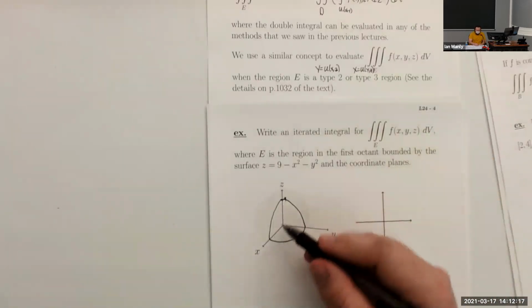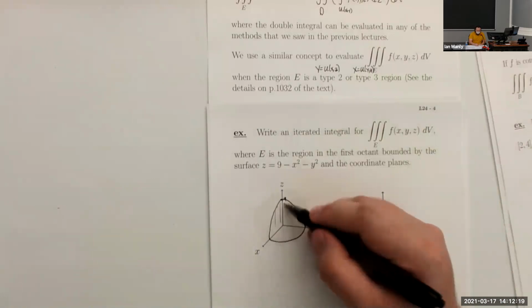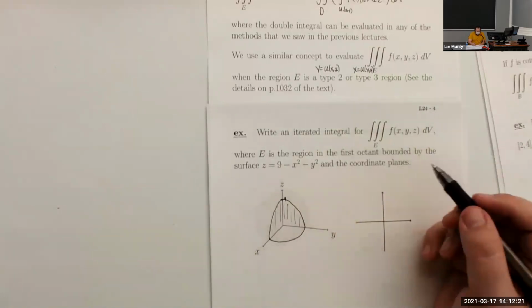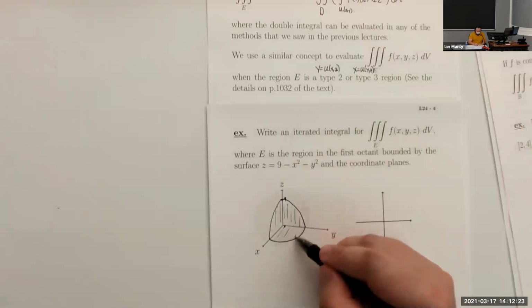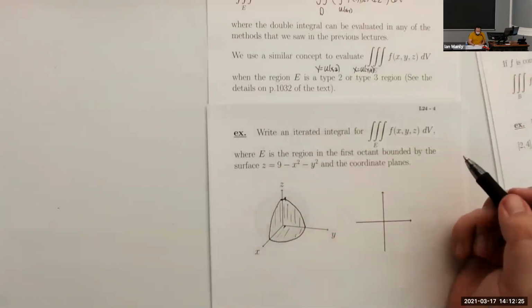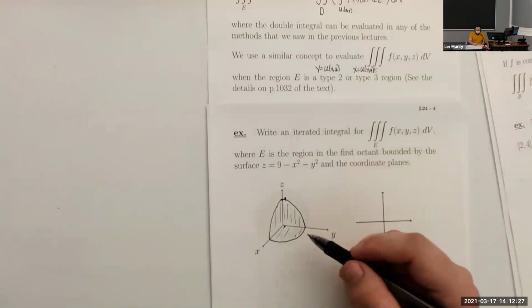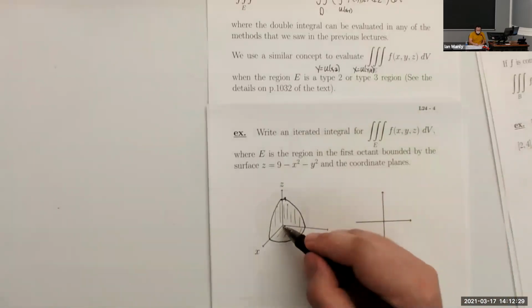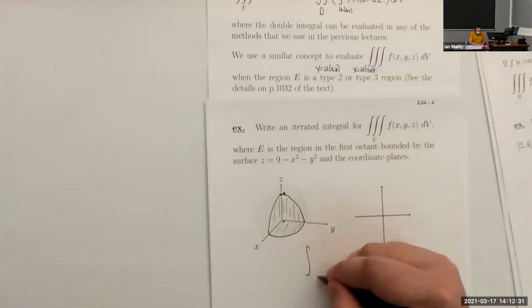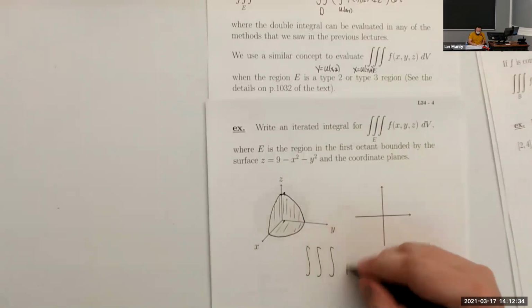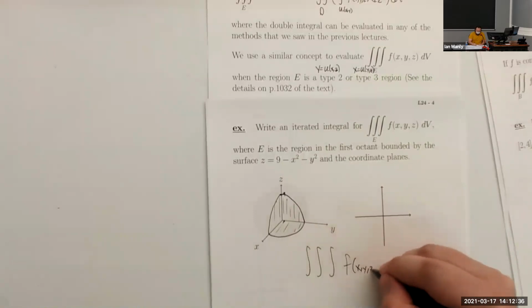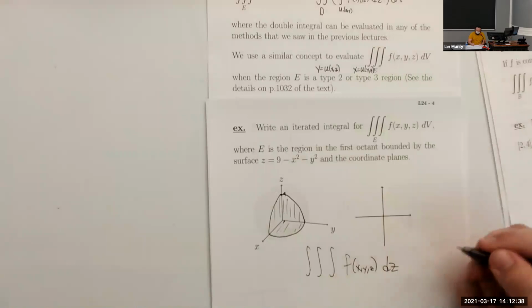And remember, it's in the first octant. So these are walls right here. And then this is a wall down here. All right. So let's go ahead and set up this triple integral. So we're bound with this function. Let's say we wanted to do dz first. So let's do dz first.